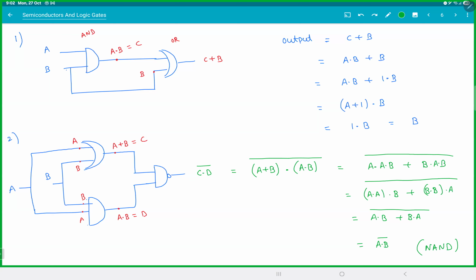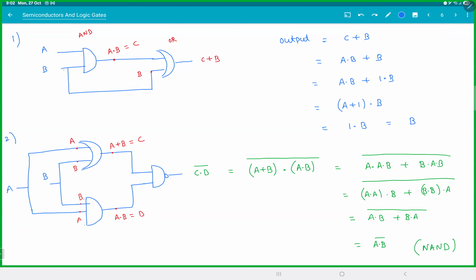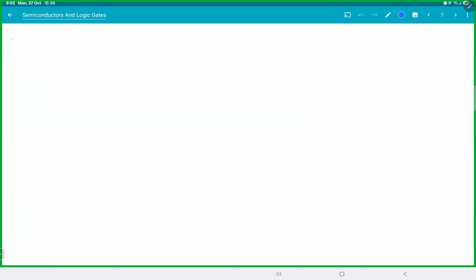It'll take little practice, not tough. You get used to this. Because this is what will happen. If you start putting 3, 4 gates, you will start going mad actually if you use truth tables. Let's see one more.